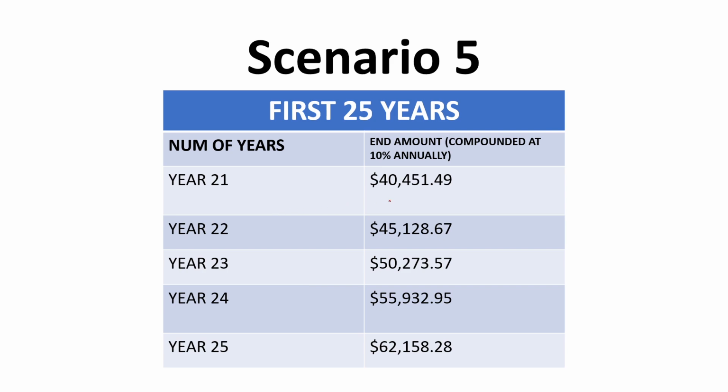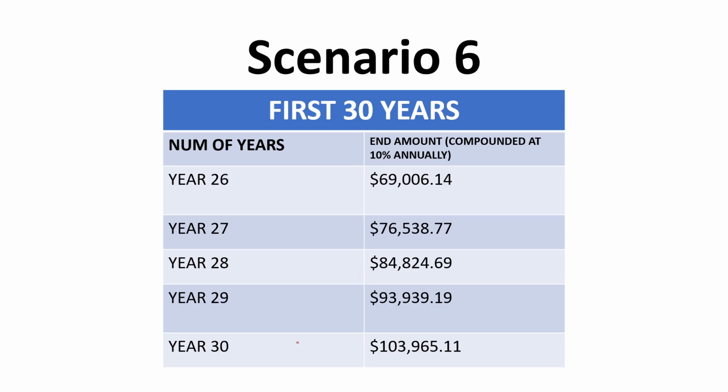So end of year 21, we are now at almost $40,500. End of year 22, $45,128. End of year 23, $50,273. And end of year 24, $55,000, basically almost $56,000. Now end of year 25, $62,158.28. This is a phenomenal difference compared to when we first started.